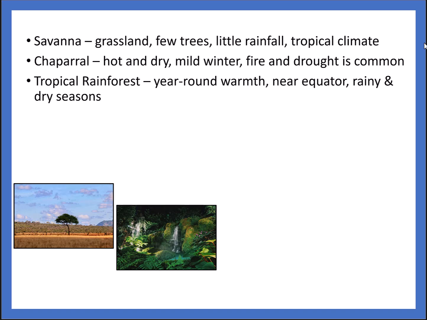A tropical rainforest has year-round warmth. It's found near the equator, and it has both rainy and dry seasons, distinct rainy and dry seasons, with a large swing in precipitation from one to the other.